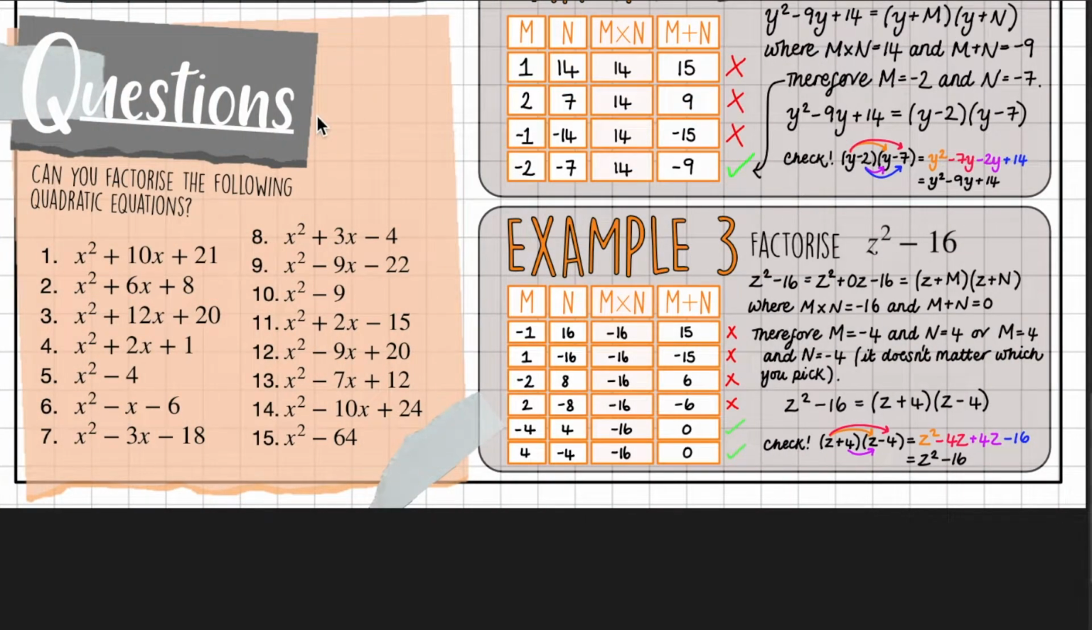Right, this is a good stage to pause the video, try these questions yourself, then come back to the video and compare your answers and workings.